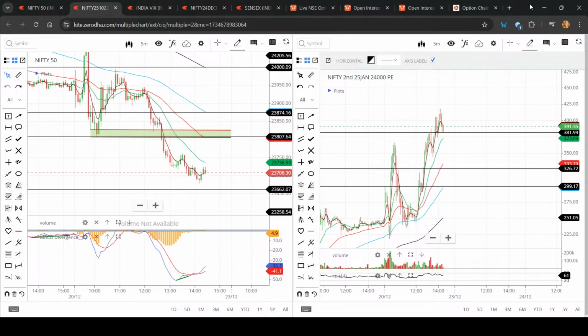So I think the whole of the globals are going red. I think we can comfortably carry this one, right? Of course we'll carry, but we'll carry it in a hedged way, right?